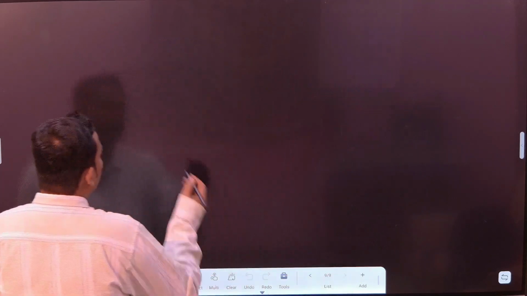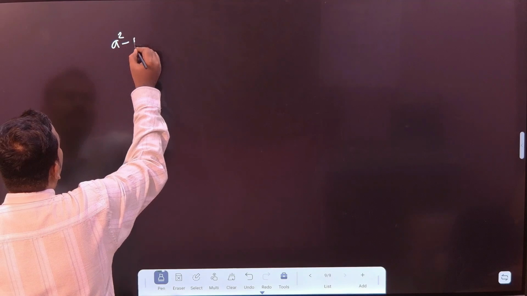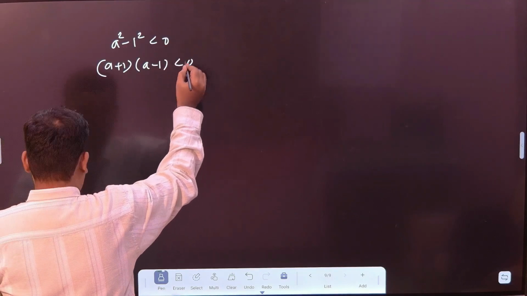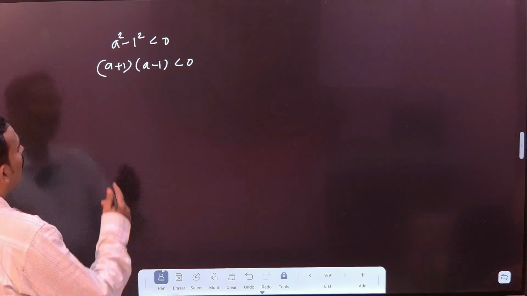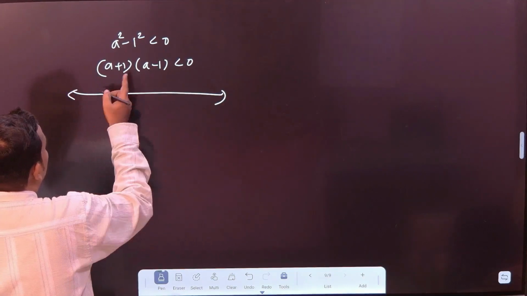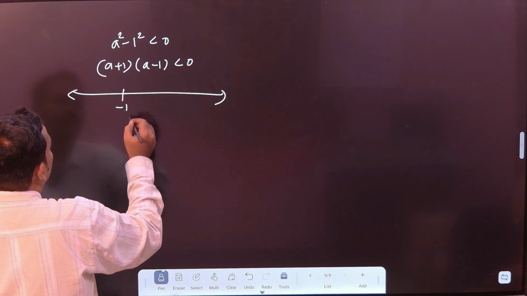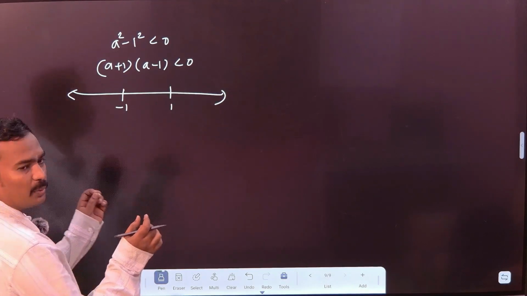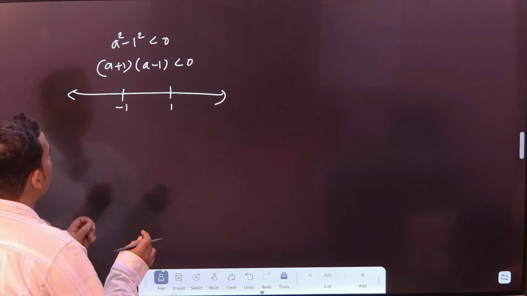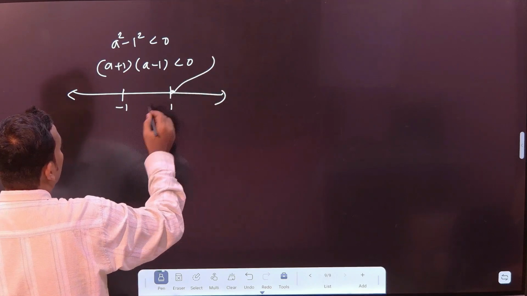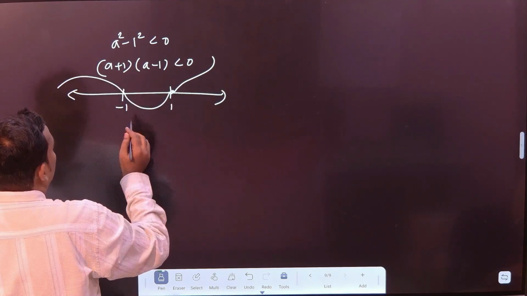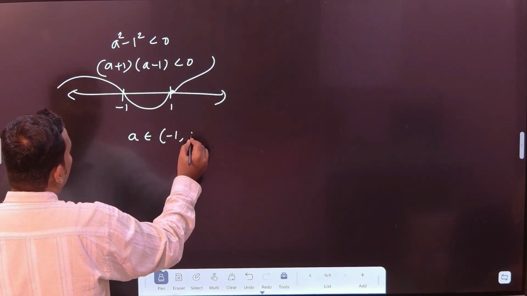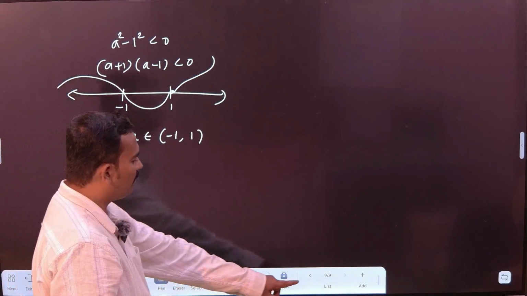Then a squared minus 1 is less than 0 means what? (a plus 1)(a minus 1) is less than 0. Clear? Okay, then you can draw the critical points here, minus 1 and plus 1, right? You can see the product of two expressions is less than 0. That means you can use the wavy curve method, starting with positive, negative, positive. The product less than 0 is required. Therefore, a belongs to minus 1 to 1. But here a can never be 0, right?